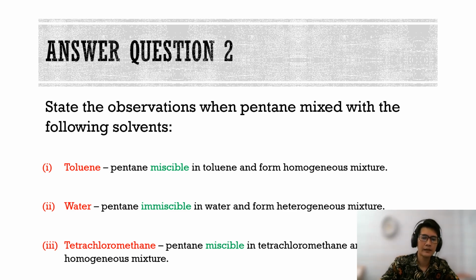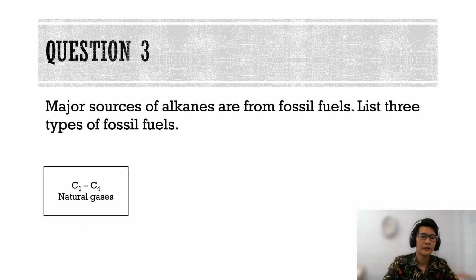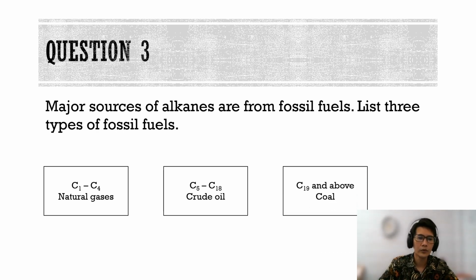Alright, next question. The major sources of the alkanes are from the fossil fuels. List 3 types of the fossil fuels. This is already in the lecture notes. The first one is natural gas, the second is crude oil, and the third one is coal. This one is in the gas phase, this one in the liquid phase, and this one in the solid state.